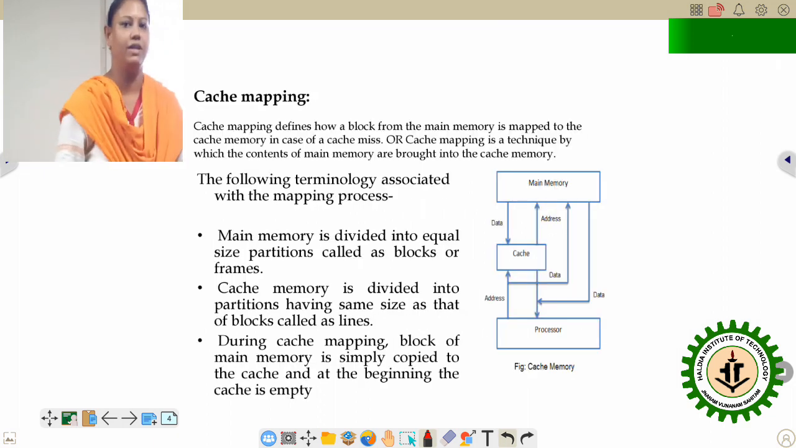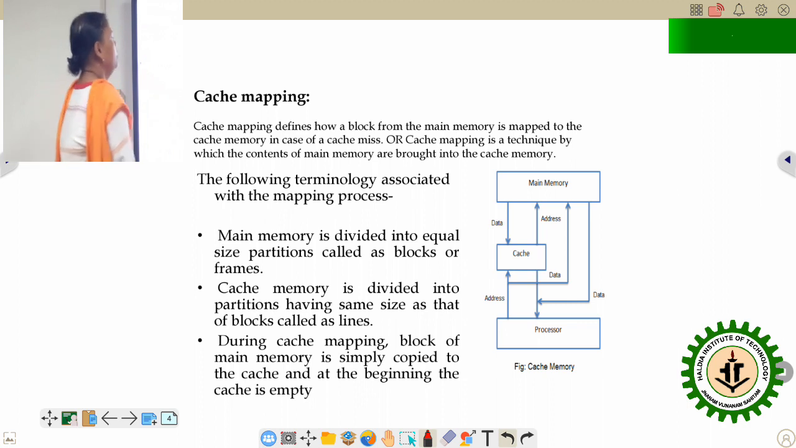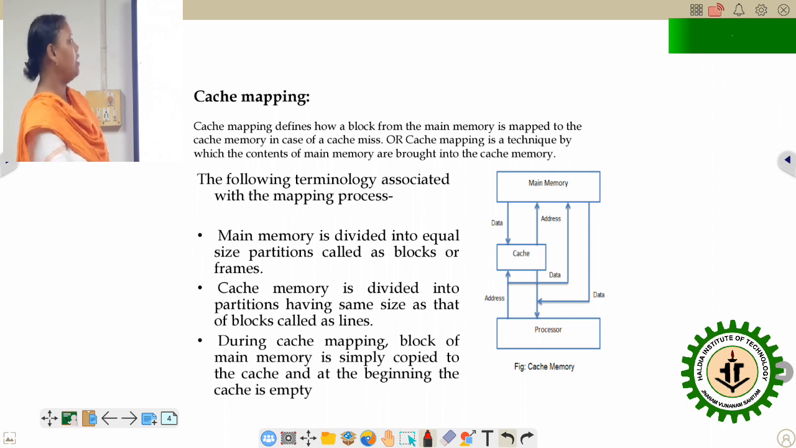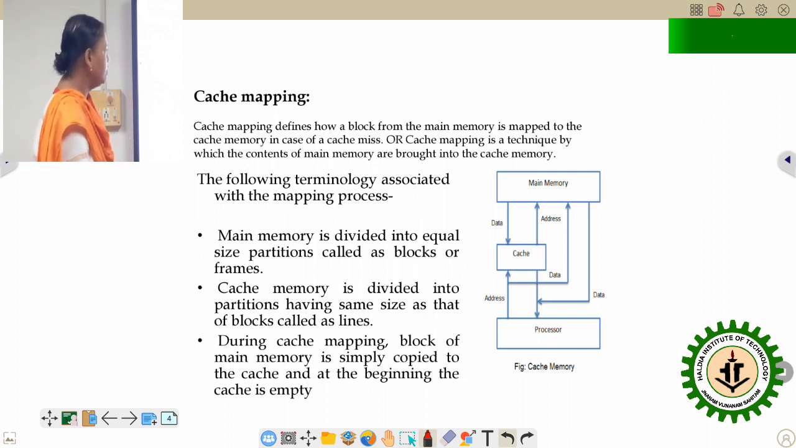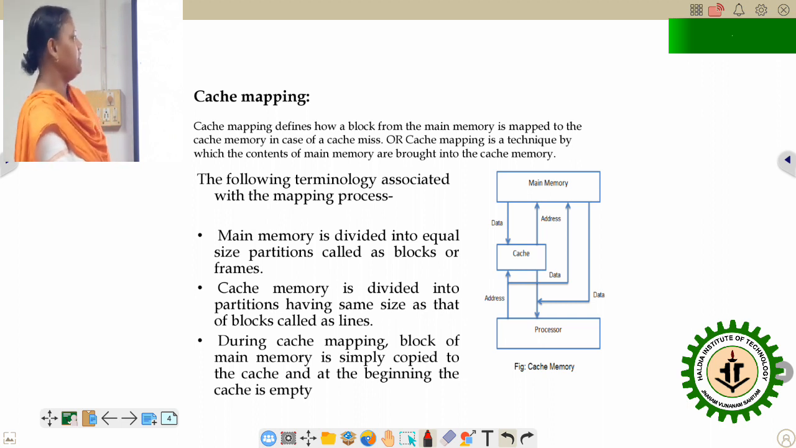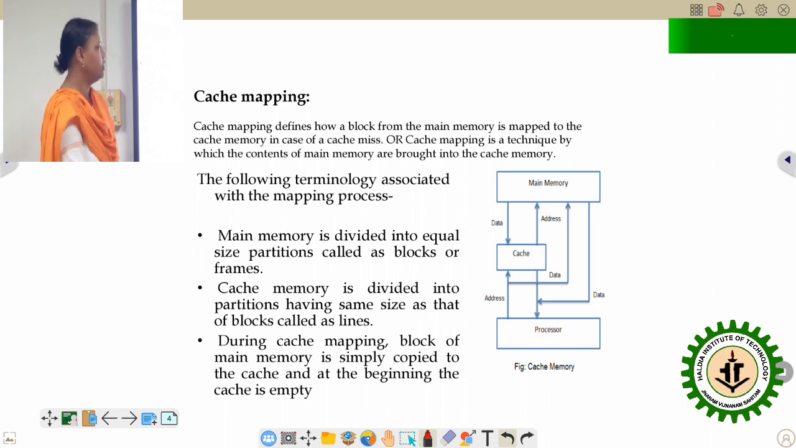Now come to the main point, that is the cache mapping technique. The definition: cache mapping defines how a block from the main memory is mapped to the cache memory in case of a cache miss. Or cache mapping is a technique by which the content of the main memory is brought into the cache memory.